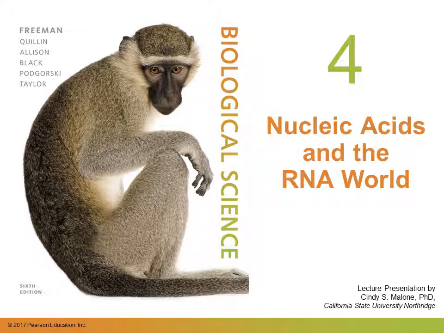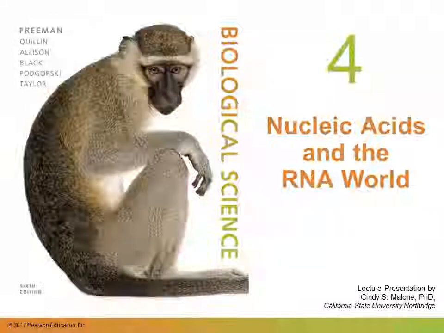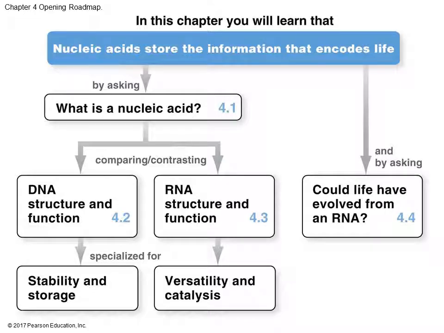Chapter 4, Nucleic Acids and the RNA World. This chapter discusses what is a nucleic acid. We'll look at DNA structure and function, RNA structure and function, and we'll look at the stability and versatility of both of these molecules. And at the very end, we'll talk about how could life have formed, and really, was it an RNA world first?